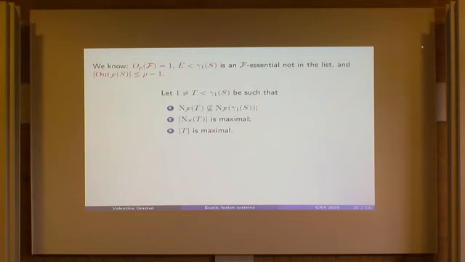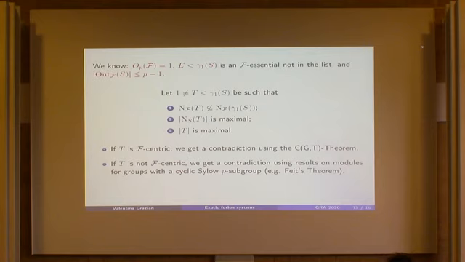Okay, now that we work with this T, we have two cases. T is F-centric: the centralizer in S of every conjugate of T is contained in this conjugate. This is the first property of essential subgroups. If T is F-centric, we reach a contradiction to the existence of this T using the CGT theorem, so heavy machinery here. We need to invoke this theorem to get rid of the case T is F-centric. And the other case then is T not F-centric.